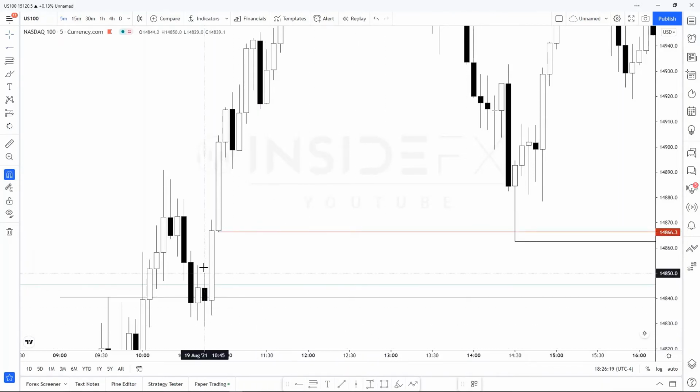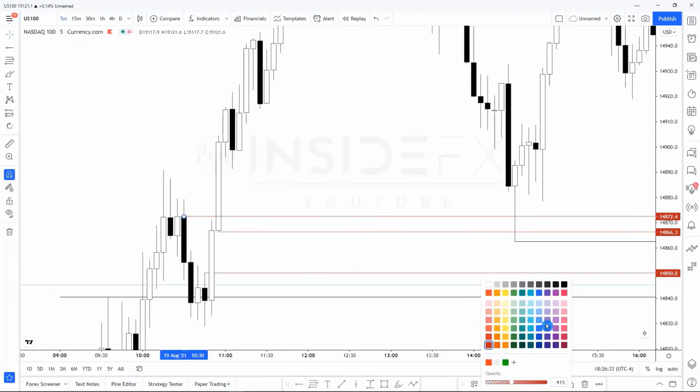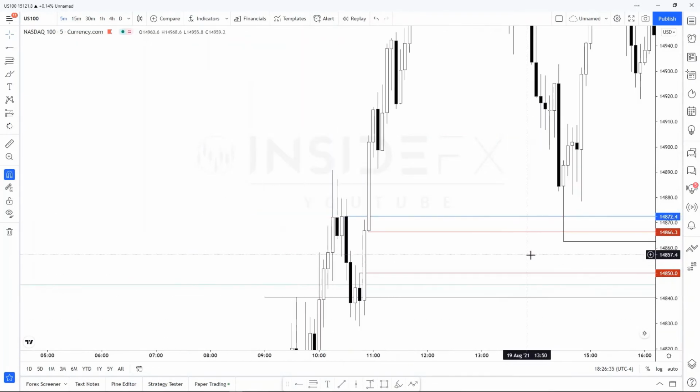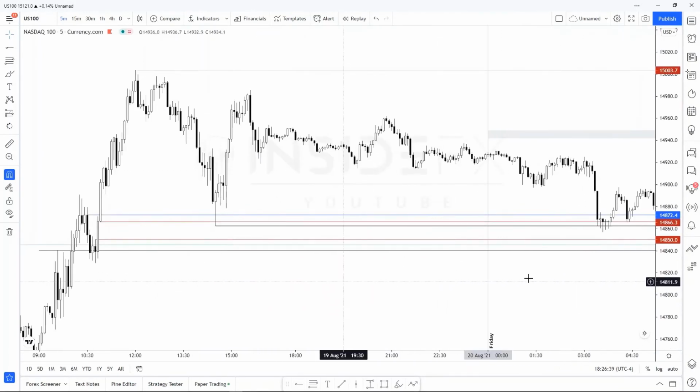From that low to the high, that's your imbalance, and then obviously the last two up close candles, that's your order block. Let's just change this color to blue.